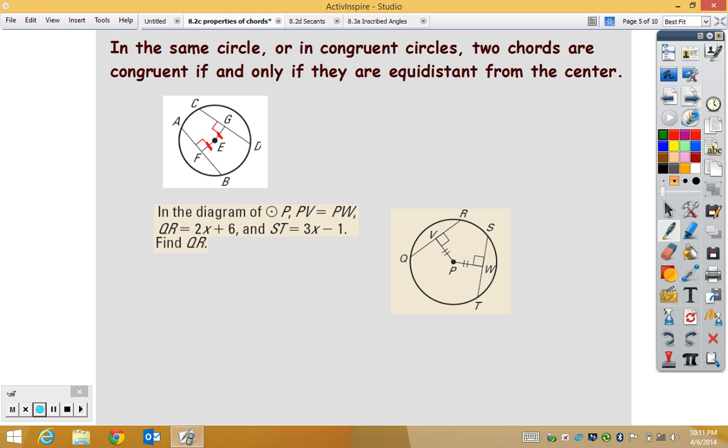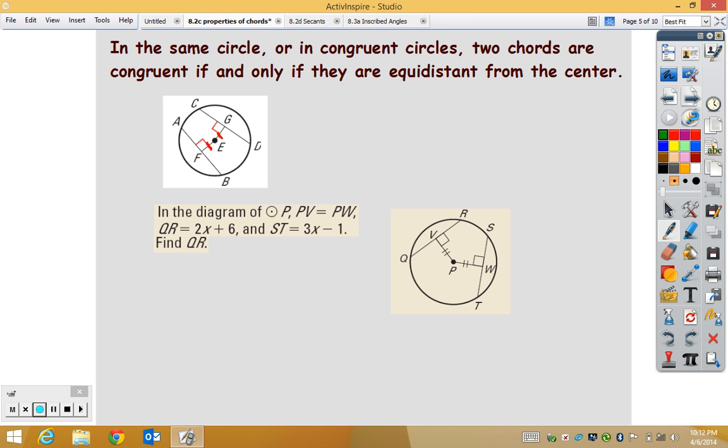Okay, one more theorem. In the same circle, or again in two congruent circles, two chords are congruent if and only if they are equidistant from the center. And equidistant just means an equal distance. So we have chords AB and CD, and they're both an equal distance from the center of our circle E. See, we have the two congruent segments. And now the example at the bottom, in circle P, PV equals PW, so we have congruent segments, which means the chords are an equal distance from the center.